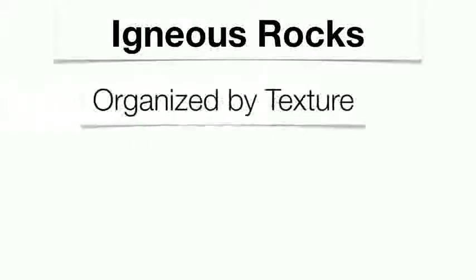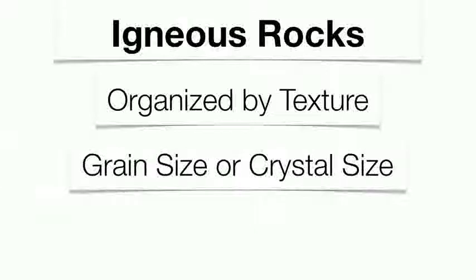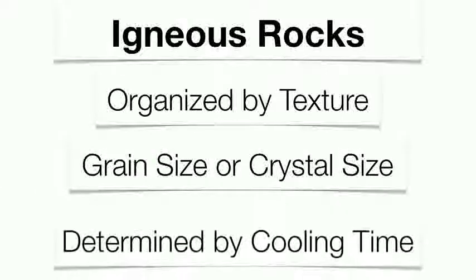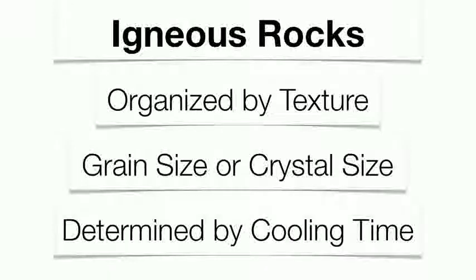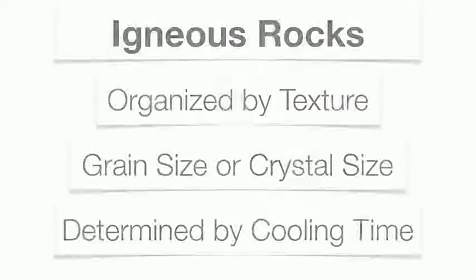Now those igneous rocks are organized by texture. When you talk about texture, you talk about crystal size or grain size. Sometimes very big, sometimes very small. That's all dependent upon the cooling time of lava or magma. And we'll talk to you about when you get big crystals and when you get small crystals.